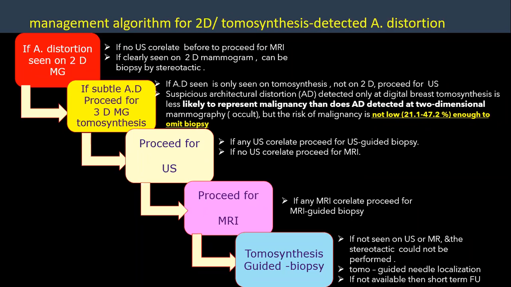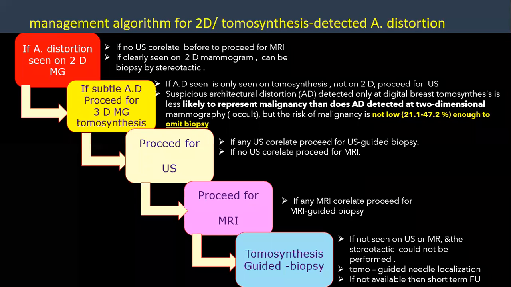We have to proceed to biopsy using the imaging at which we could see the abnormality, and the imaging having the capability to be used as guidance for biopsy. This is the algorithm to manage architectural distortion.